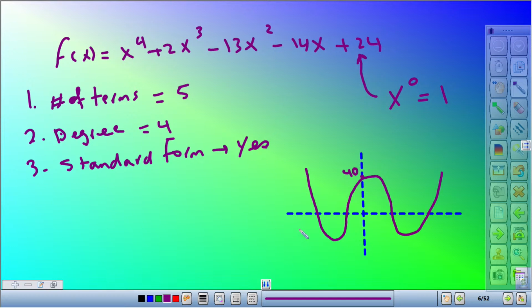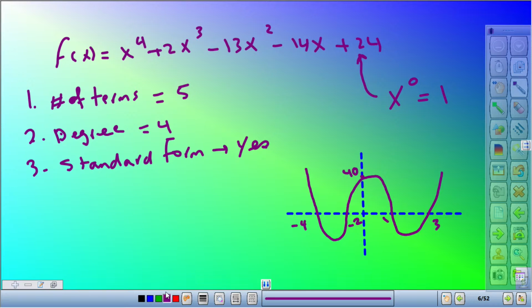Negative 4, negative 2, and I've got also 1, and I've got 3. Okay, so let's talk about turning points. Turning points would be things... Let me give you more details on that.